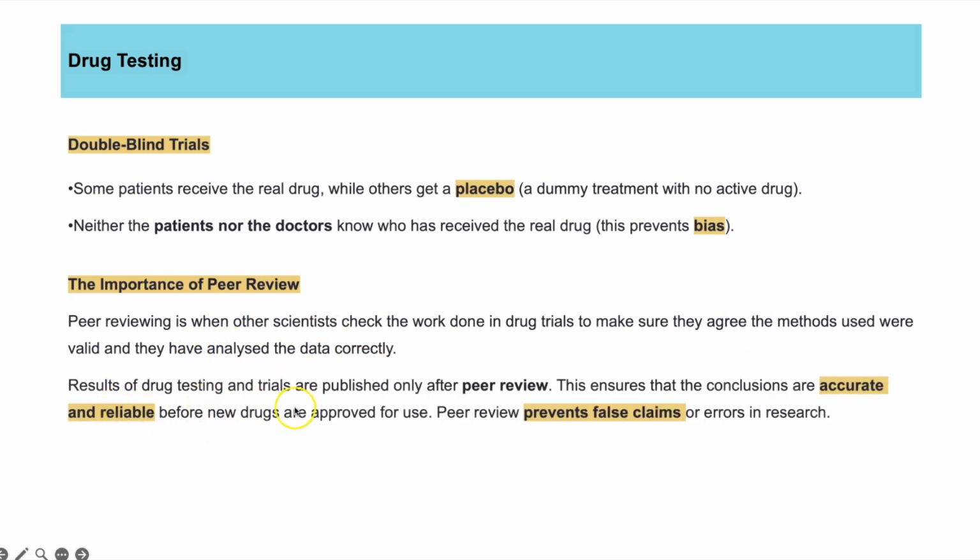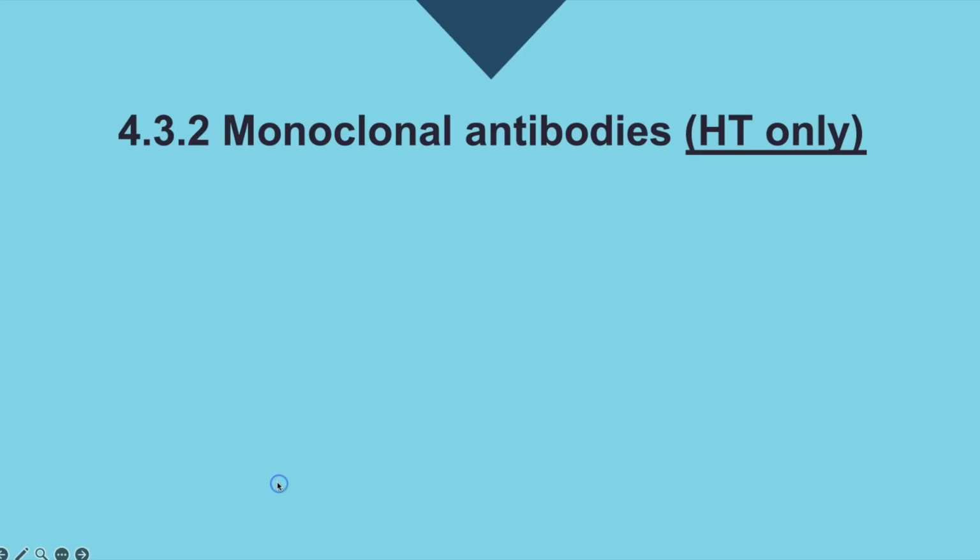So results of drug testing and trials are published only after peer review, and this is to make sure we have accurate and reliable data before new drugs are approved. So peer review also helps to prevent any false claims or even errors that people might be trying to put out there from their research.